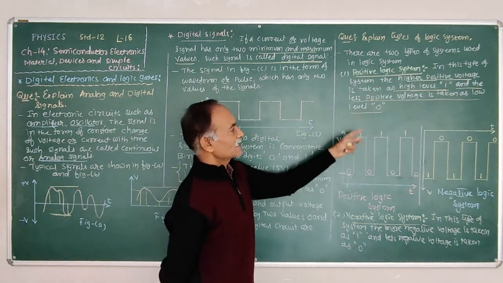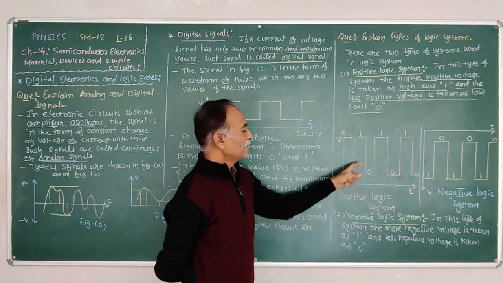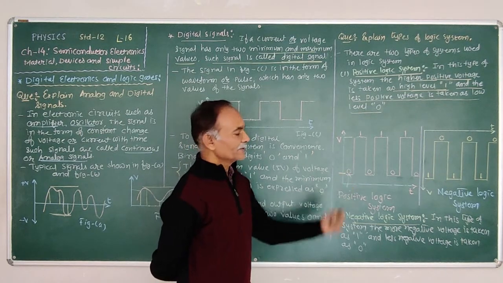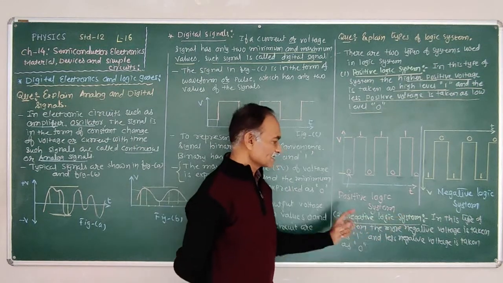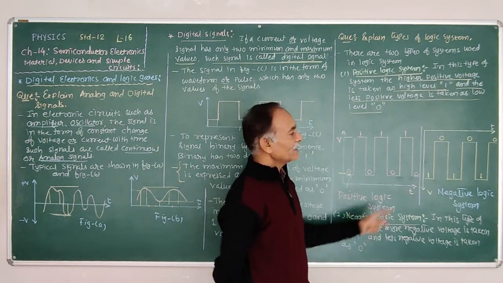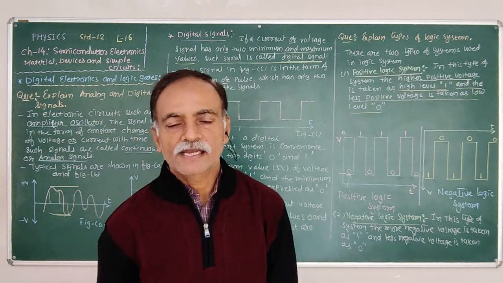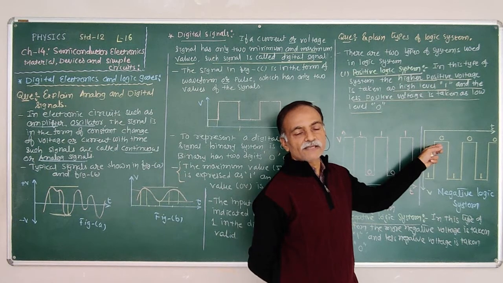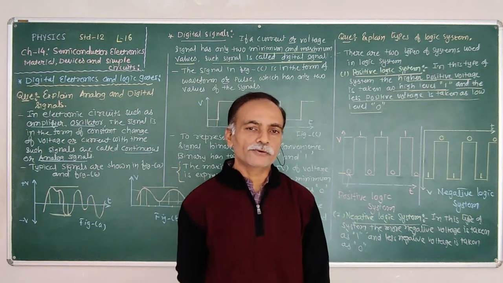Again, in the positive logic system, the higher positive voltage is taken as 1, that means the high level, and the minimum voltage is considered as the low level, that means the 0. While in the negative logic system, the more negative voltage is taken as 1 and less negative voltage is taken as 0. Actually, the more negative voltage has the less value. Less value is taken as 1 and less negative voltage is more, actually. Its value is high. Therefore, that is taken as the low level, that means the 0.